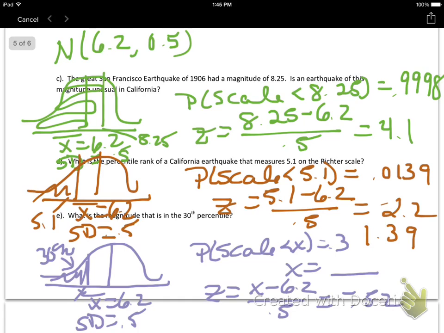So let me go do the math here. So negative 0.52 times 0.5 plus 6.2 gives me 5.94. And what is that? Magnitudes? Okay. You need to know how to go backwards.